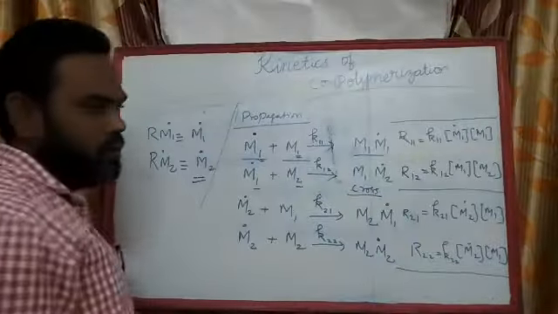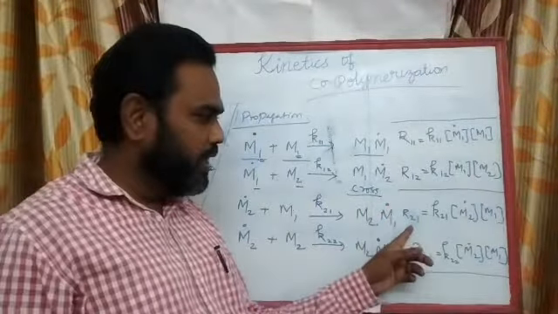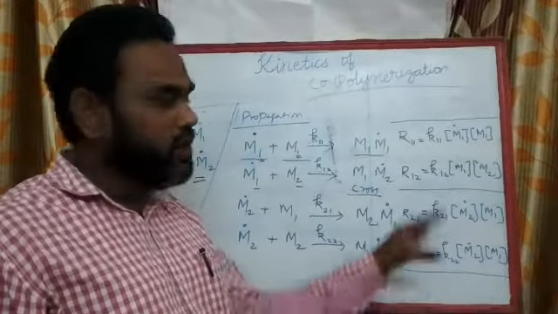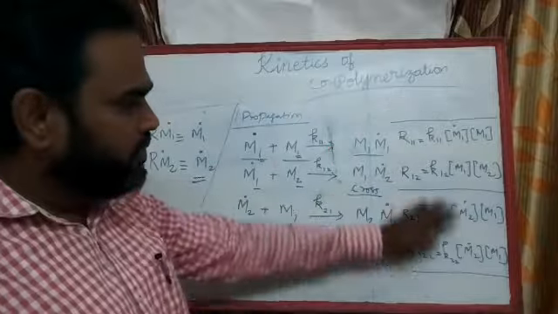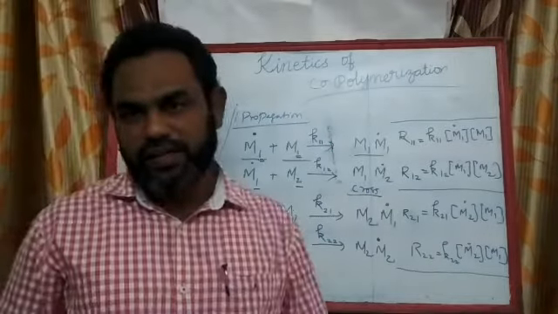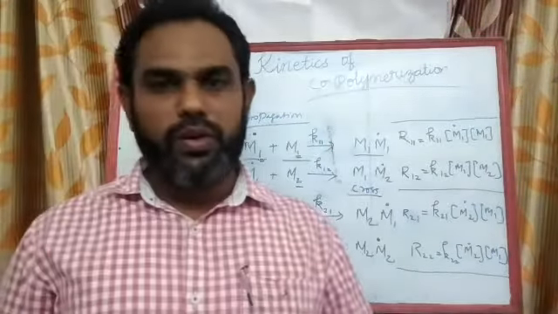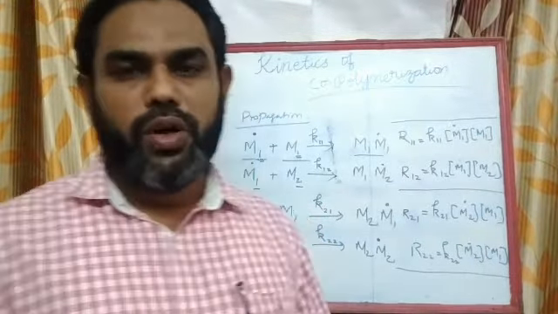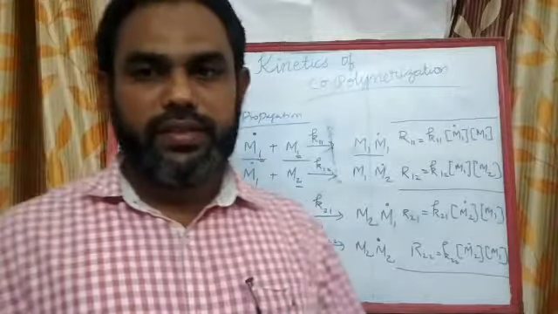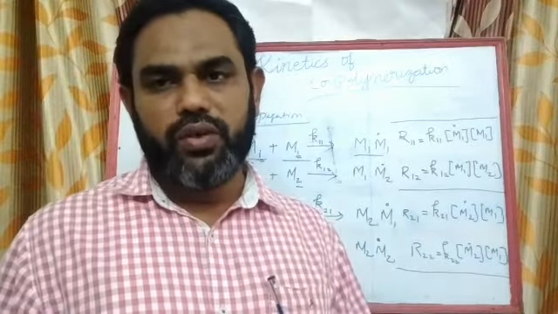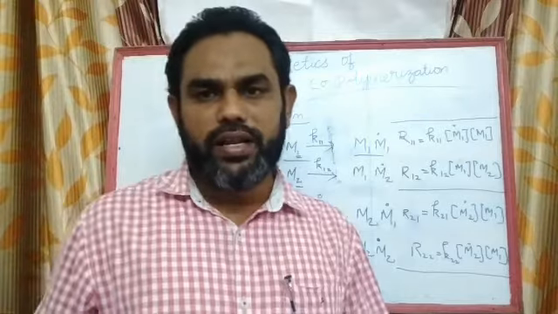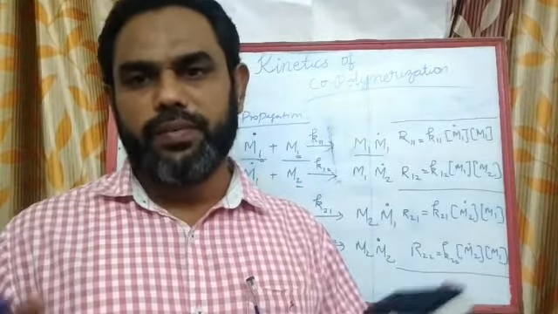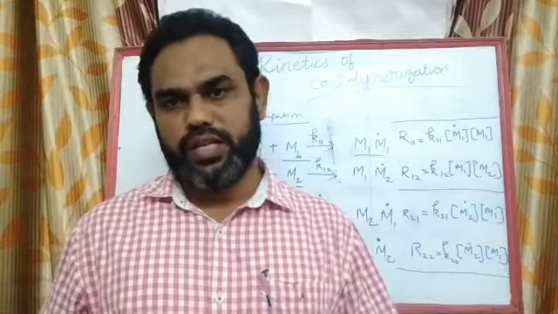Okay, R11, R12, R21 and R22. With these four reaction rates, we will be able to ascertain the kinetics. Now let us see what is the rate of disappearance of the first monomer and the rate of disappearance of the second monomer with respect to time.